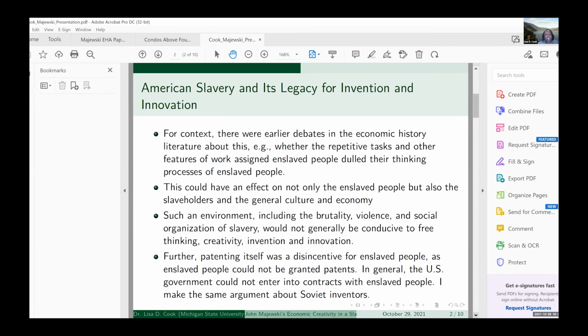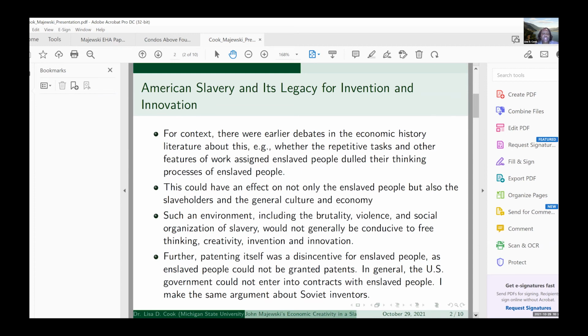So I'm not going to spend as much time on context as I was going to, because you heard a lot of this already, and most of you know this already. There were, for example, earlier debates in economic history about slavery and its legacy for invention and innovation, or inventiveness and higher level thinking processes. For example, whether the repetitive tasks and other features of work assigned to enslaved people dulled their thinking processes. This would have an effect not only on the enslaved people, but also on the slaveholders and the general culture and economy.